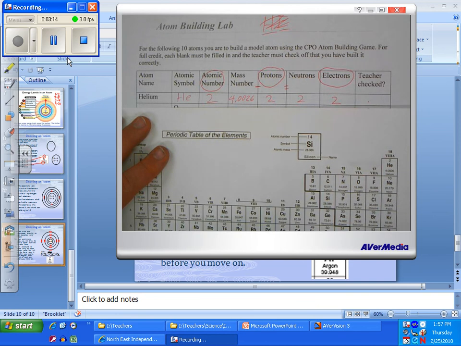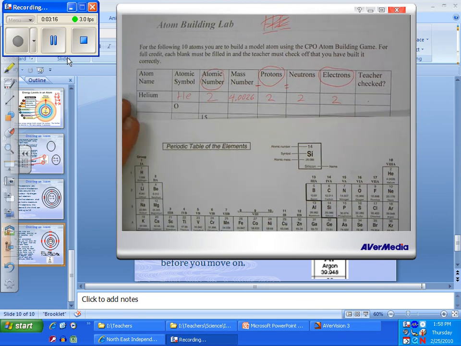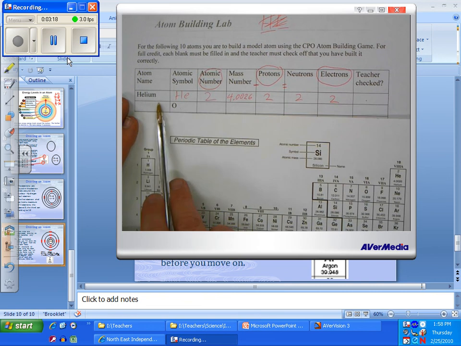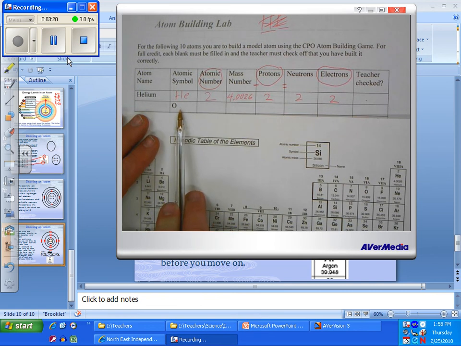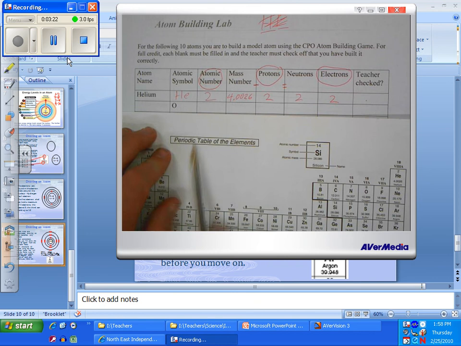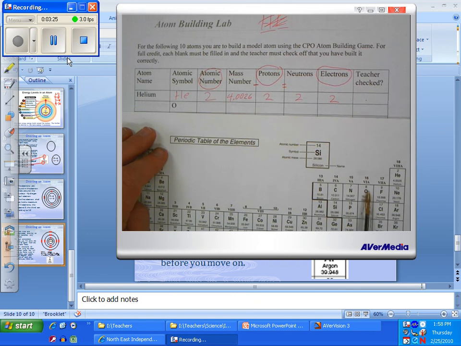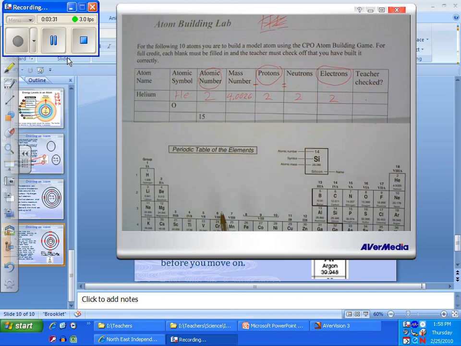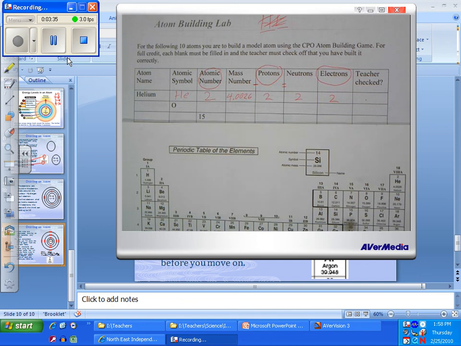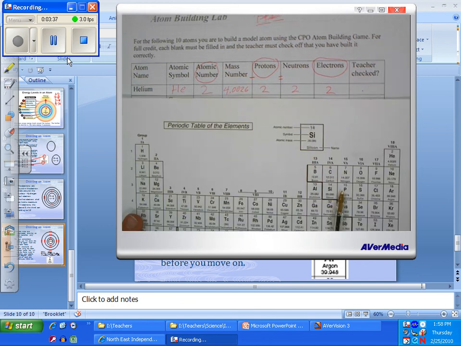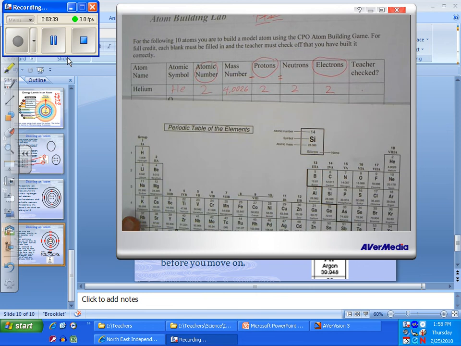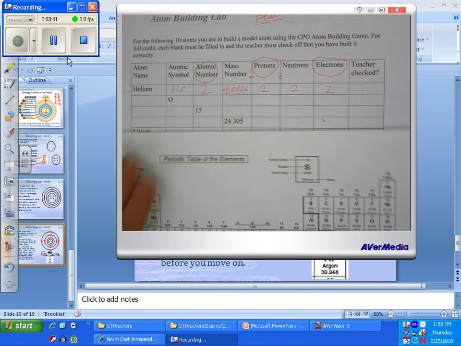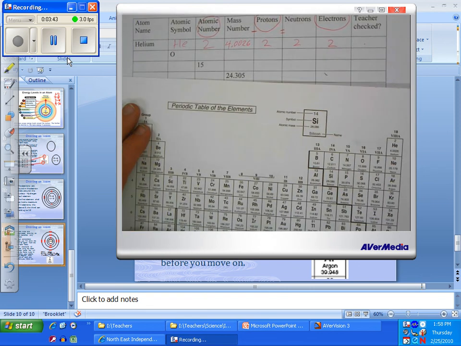Right. Now, that first one, I gave you the name, right? On this one, I gave you the symbol. So you'd have to come down there, track down the symbol. O, oxygen. And then you can fill in the rest of it, right? On this one, I gave you the atomic number, 15. Remember, they're in order, right? Phosphorus. Okay. And then on this one right here, I gave you the mass number.